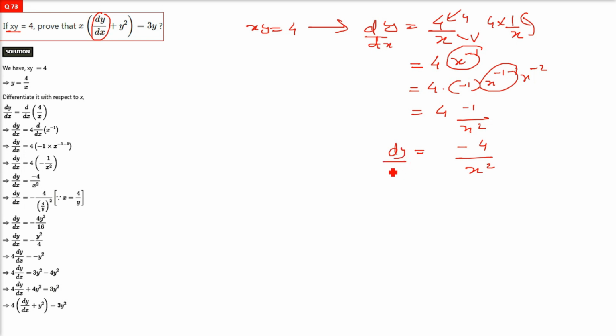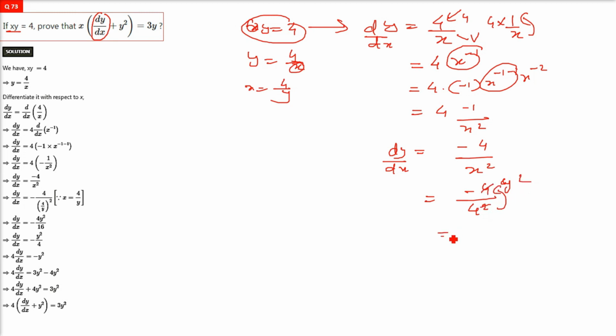So dy by dx, still we are not getting the answer. We have to do certain more things. Now xy is equal to 4. What did you write, y equals 4 by x or x equals 4 by y? x is 4 by y. Now you can put it here. Minus 4, and in place of x squared you can write 16 over y squared. The y squared goes up in the numerator because it was in the denominator. The 4 gets cancelled. There will be minus y squared divided by 4. This is dy by dx.